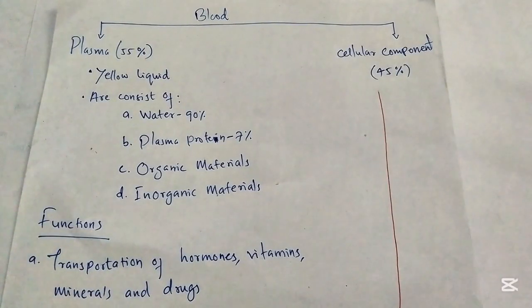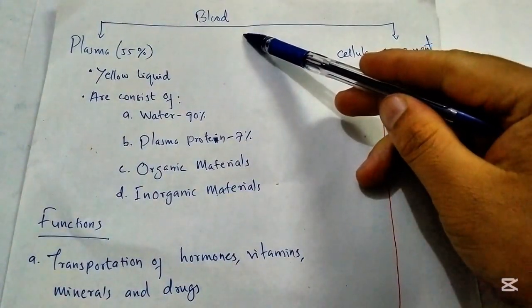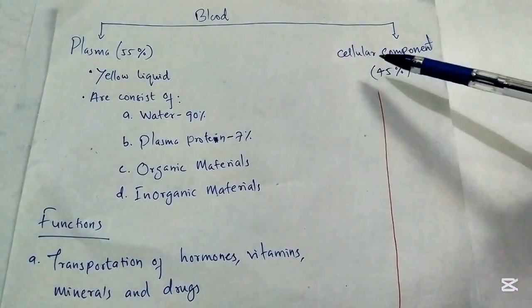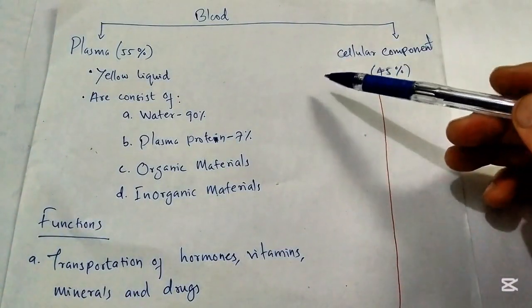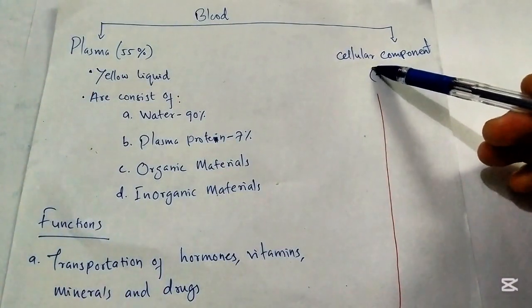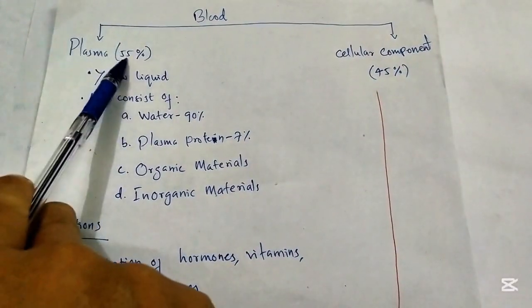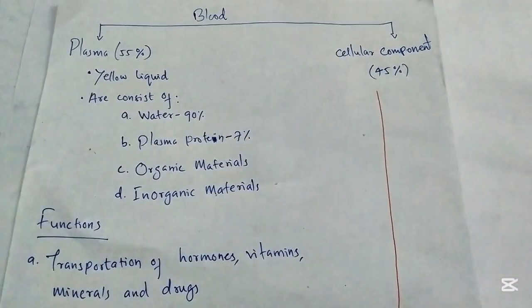In this video we are going to study about blood. Blood is composed of plasma and cellular components. So we have two components of blood. They are cellular components and blood plasma. The blood is composed of 55% of plasma and 45% of cellular components.